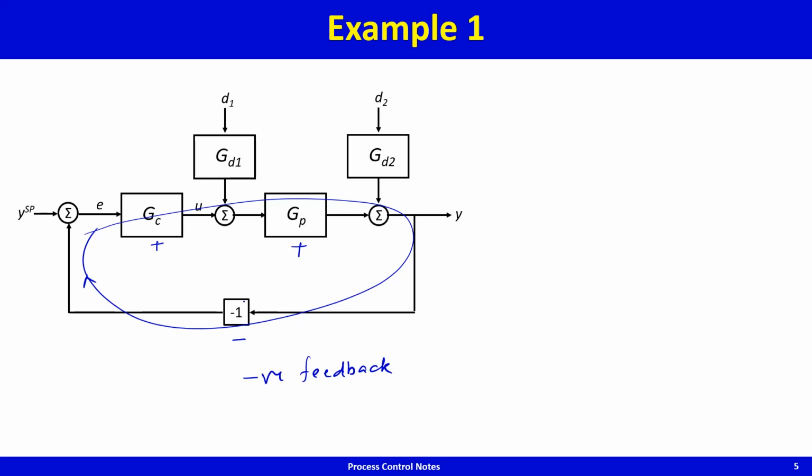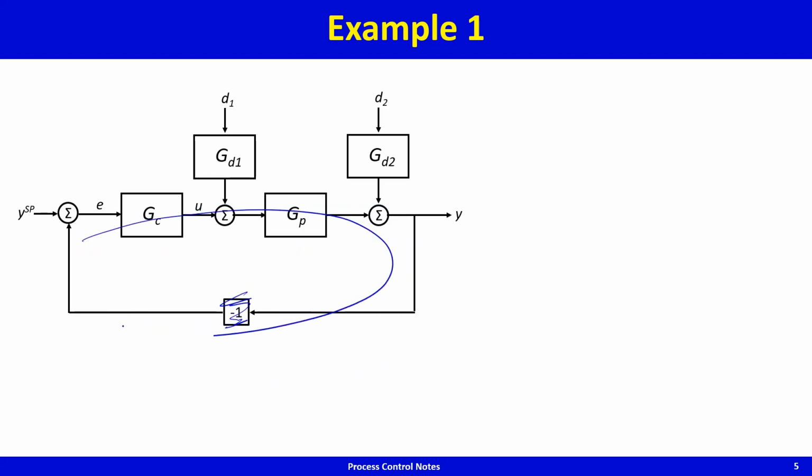Suppose I did not have this minus. If I did not have this minus, then if I went around this loop, positive, positive, this would be a positive feedback loop. So when we are doing control, we are doing negative feedback. Positive feedback occurs in systems, for example, if you got recycle material or energy recycle, that's positive feedback.